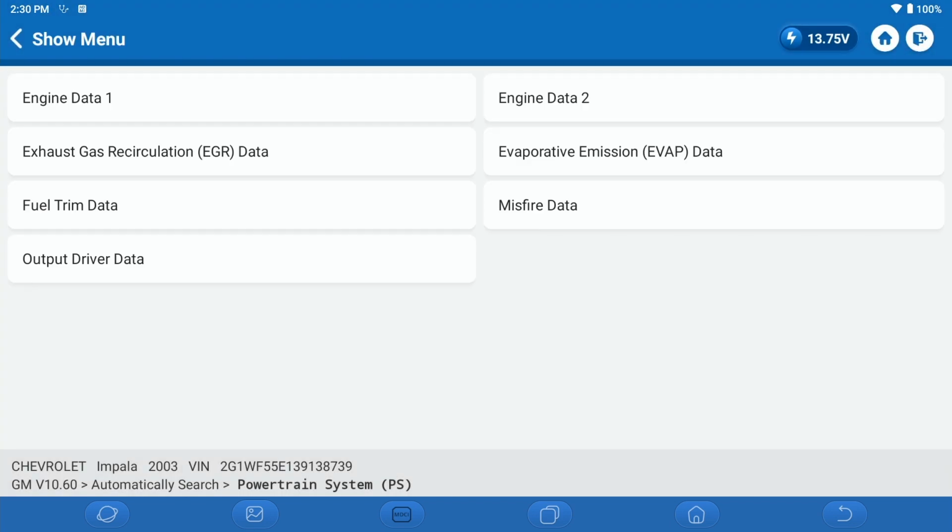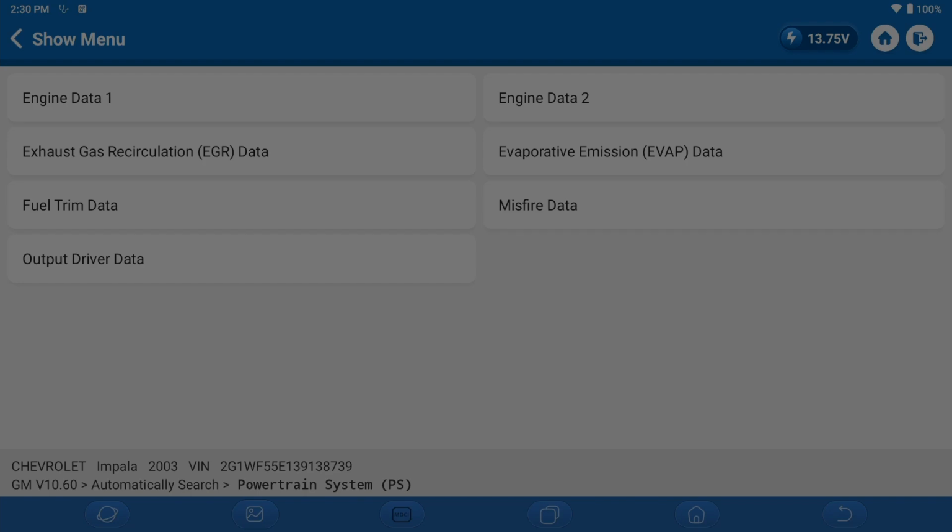But again, if the crankshaft sensor has a variation in it, it would indicate that we maybe have a misfire situation on the vehicle. So that's something you can look at for data. Anyway, that's pretty much what we've got.